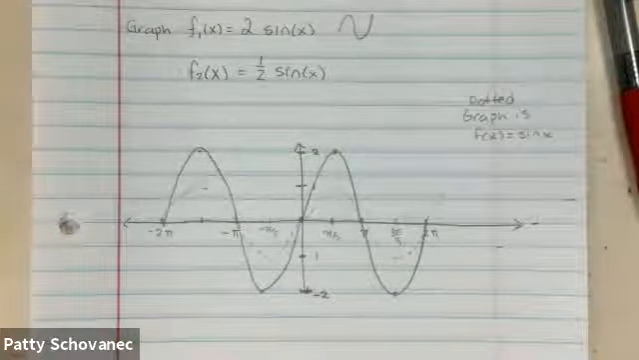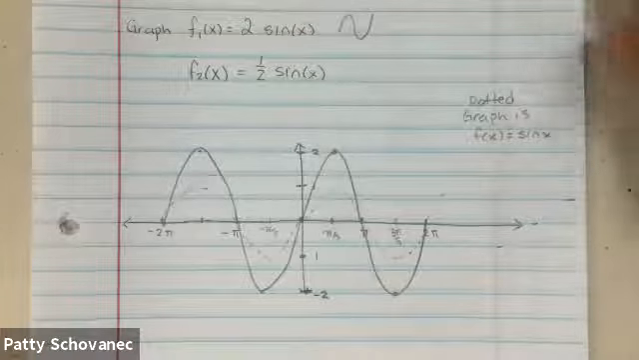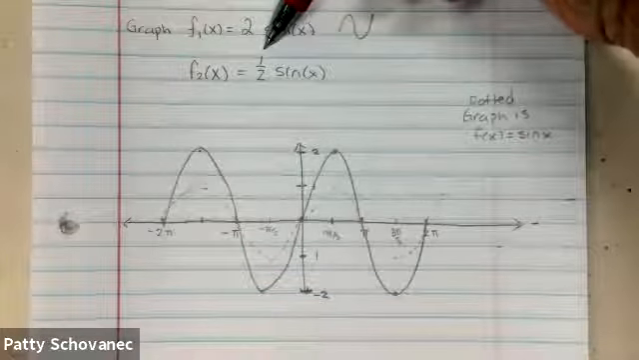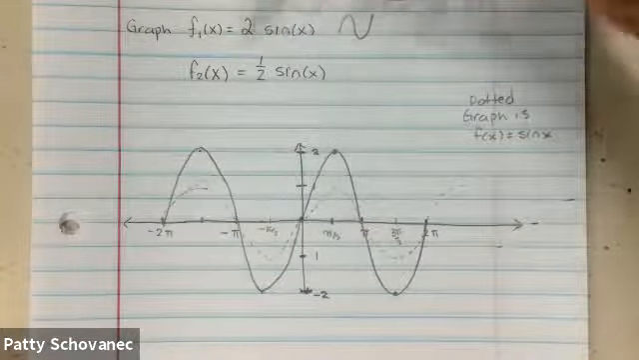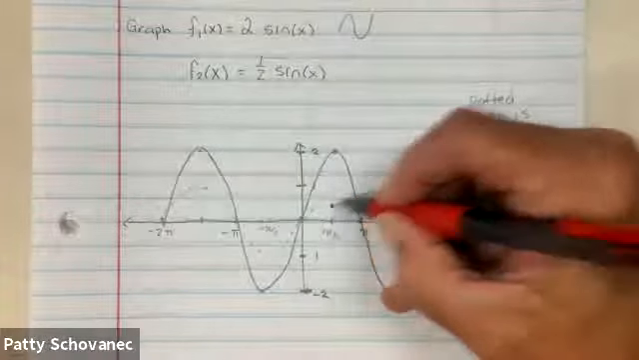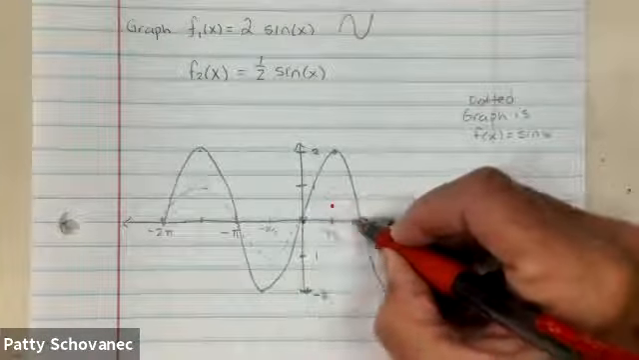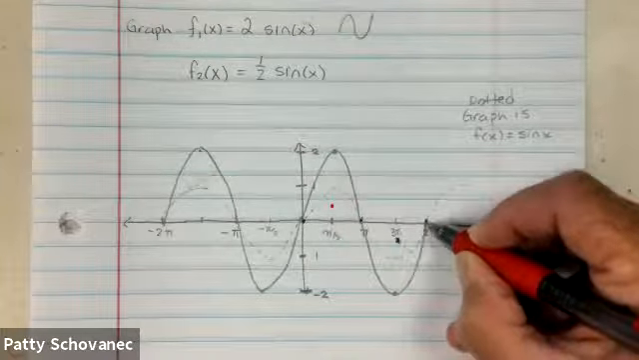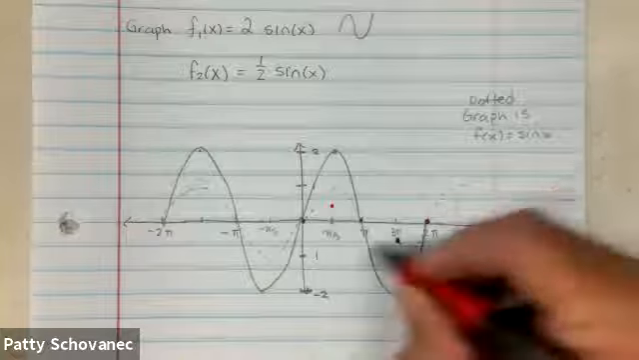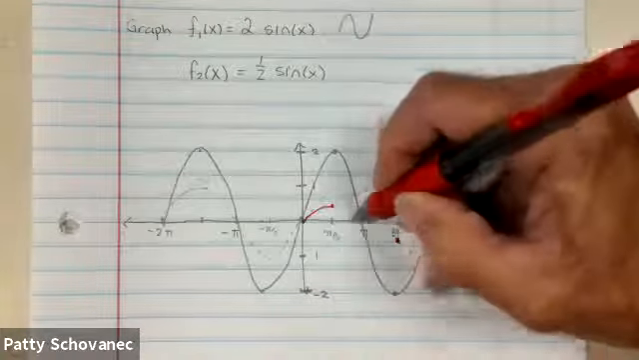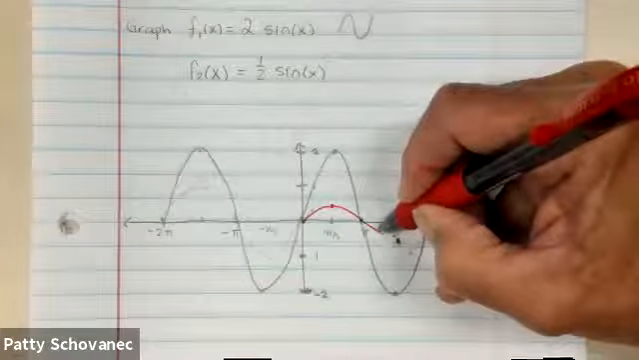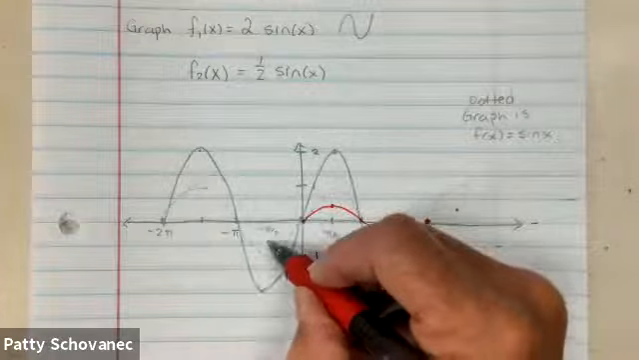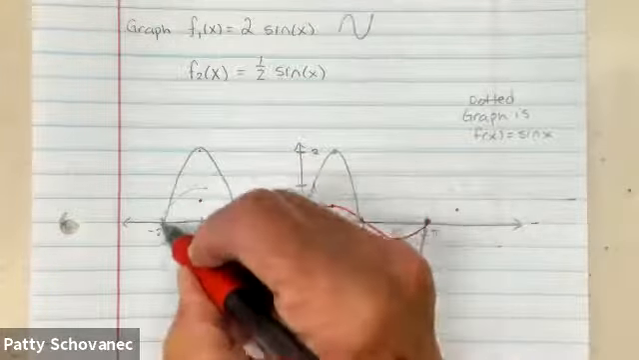I'm going to draw the next one using my red pen. What do you think happens on the next one? It's half as tall. So instead of passing through pi over 2, 1, it passes through pi over 2, 1/2. It's going to keep the intercepts. This one now is going to go to 1/2, keep the intercept, and this goes to 1/2. So one period is going to be half as tall. Same deal back here. Go to 1/2, 0, 1/2, 0.